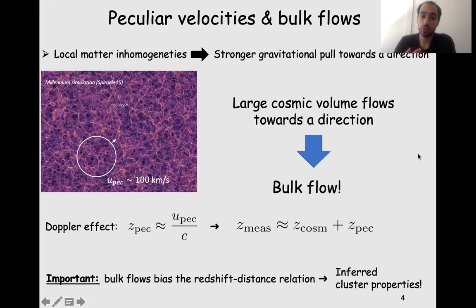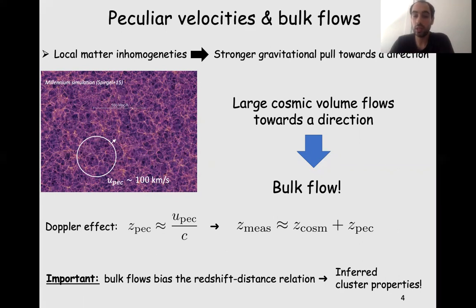As a result of these motions, when we measure the redshift of objects, clusters, galaxies, etc., that are located within these bulk flow motions, what we actually measure is a combination of two things. It is a combination of the cosmological expansion redshift, plus a component of this local peculiar motion of clusters that has nothing to do with the cosmological expansion of the universe.